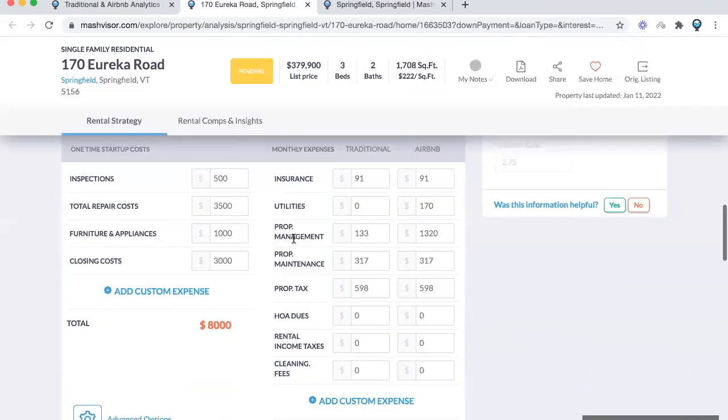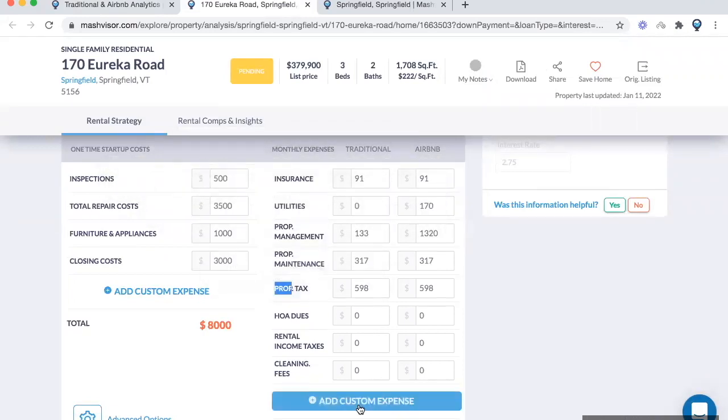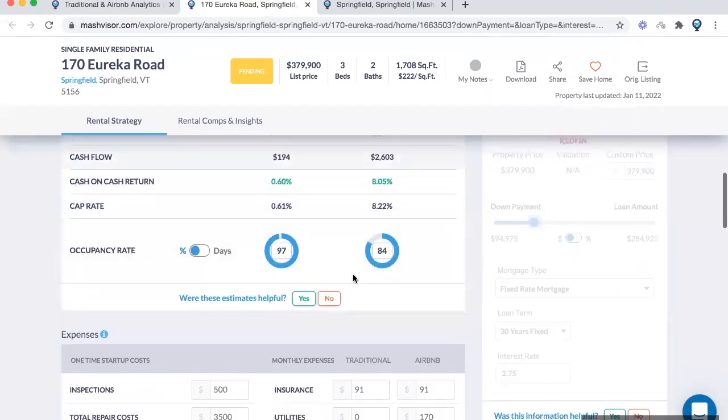I wanted to talk a little bit about the expenses part. Yep. So we're accounting for insurance, utilities, management, maintenance, and taxes. You might need to add things like Wi-Fi and TV. Yep. When you make these changes, they impact your cap rate and your cash on cash.